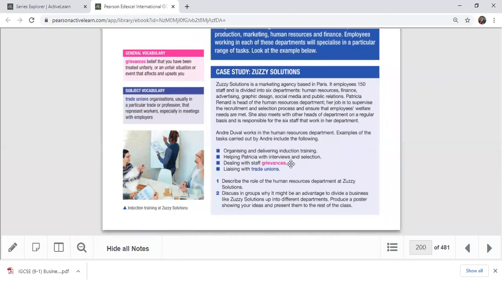Dealing with staff issues. Imagine staff have a problem. One person in a department has a complaint about bullying. Sometimes you get bullied by someone. So he should go and complain to the human resource department, right? So who deals with this? This Andre Druel. Andre Druel is the person who deals with this kind of grievance.